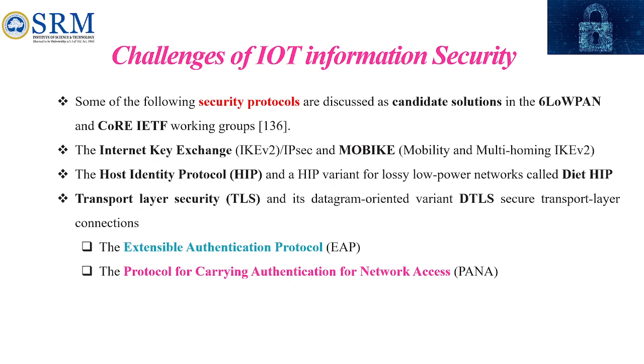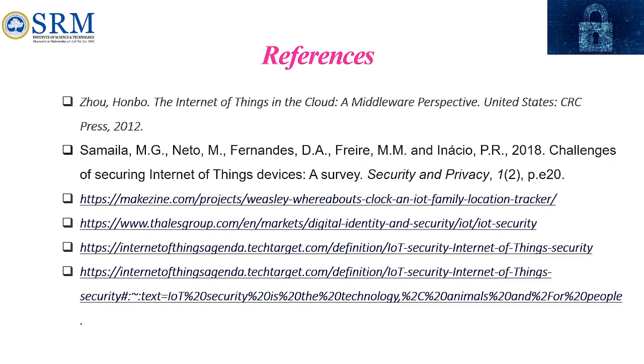Why? Because using these protocols we can have low power networks, or the datagram oriented variant, which is connectionless. We have TCP with transport layer security, and we have datagram oriented security. We are also providing some IP security for mobility and multi-homing. All these play a major role in our information security. There are also two protocols, EAP and PANA, which play a major role: the Extensible Authentication Protocol, or the protocol for carrying authentication for network access. These are the references; I have taken the data from the textbook along with the URLs. Thank you.